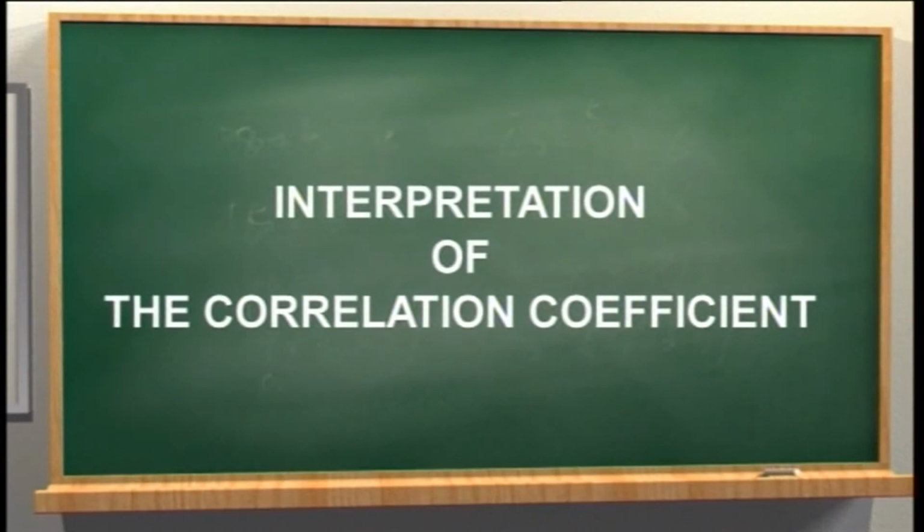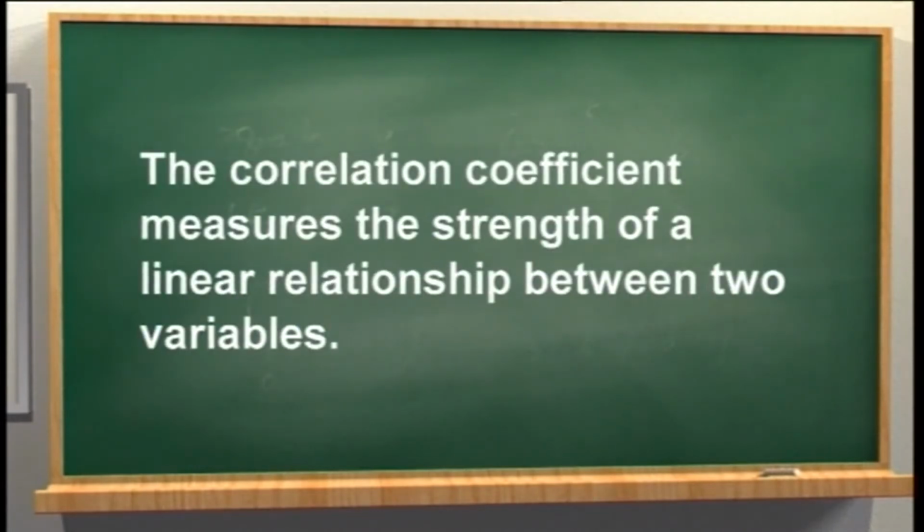Let's interpret the correlation coefficient. The correlation coefficient measures the strength of a linear relationship between two variables. The correlation coefficient is always between -1 and +1. The closer the correlation is to +1 or -1, the closer to a perfect linear relationship.